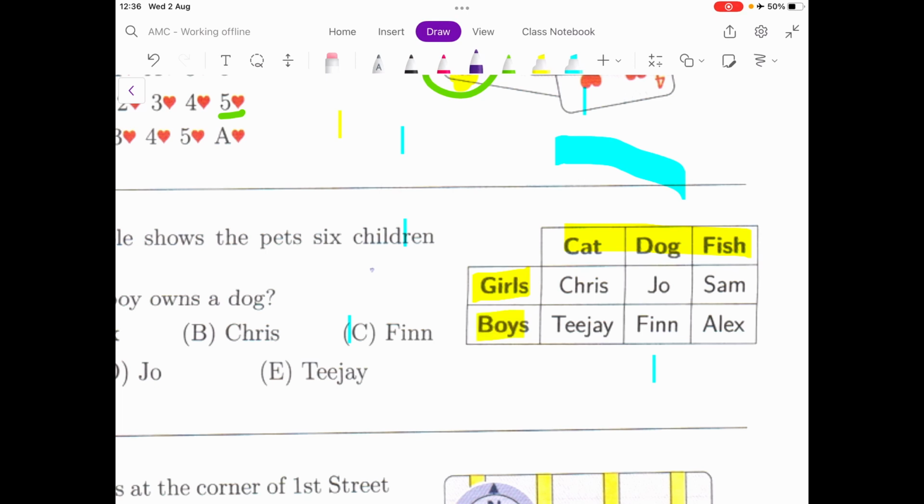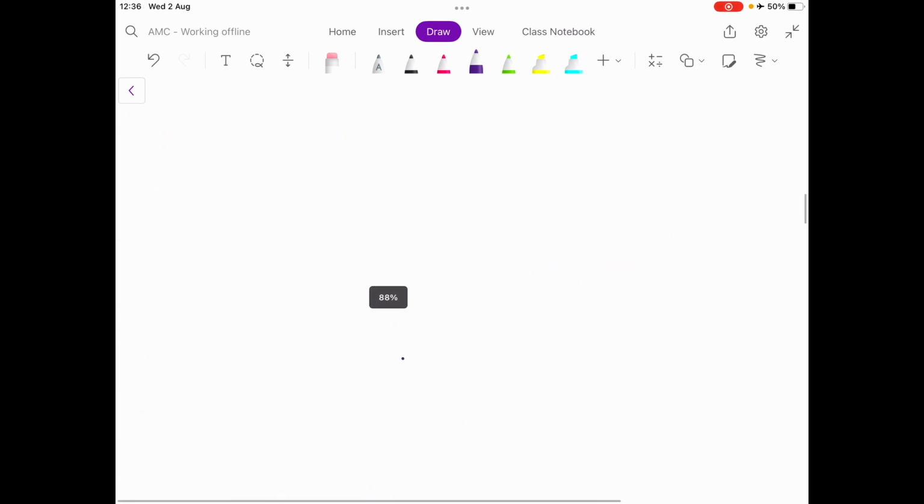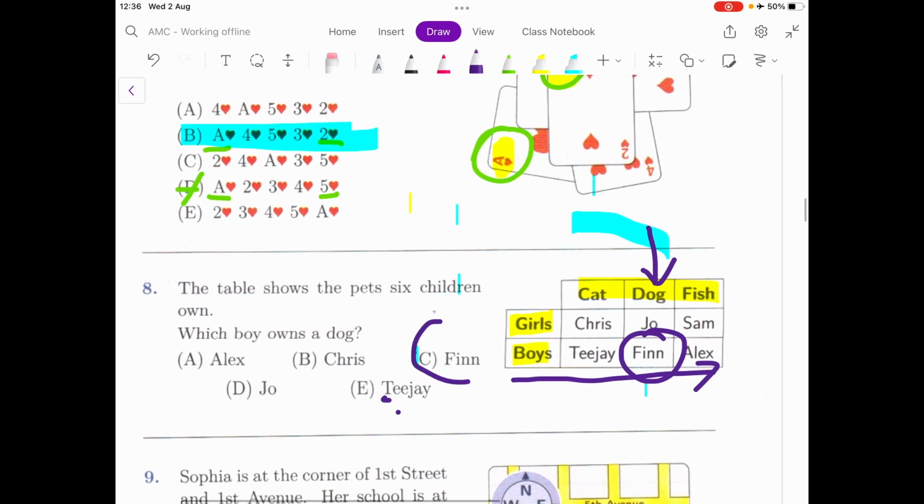So if I have to find any information, I'm looking for a boy who owns a dog. So of course, I'm looking at this row. And because I have to find a boy which owns a dog, I have to look at this column. The intersection is Finn. So Finn is the boy who owns a dog. So the answer is C.